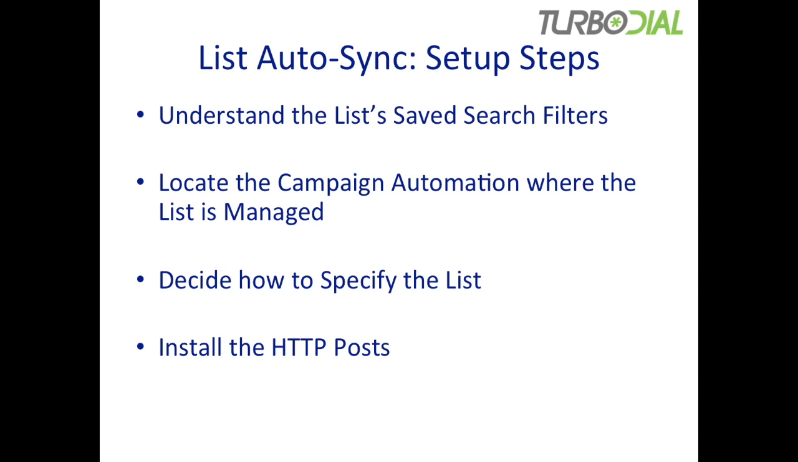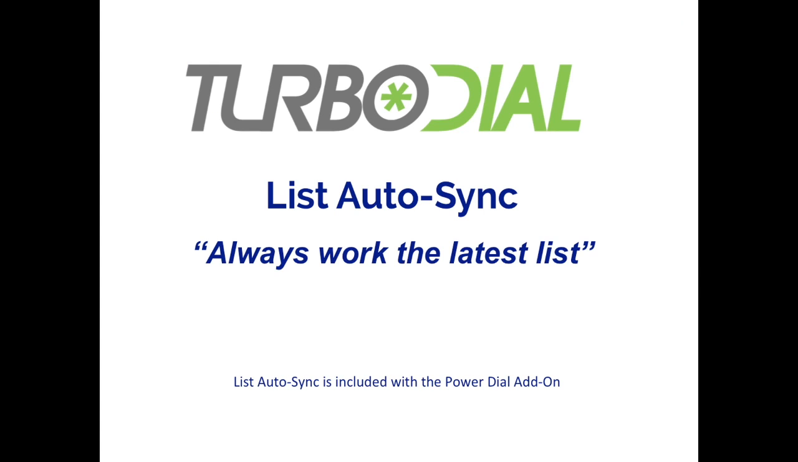Okay, we've gone through the setup steps for List AutoSync. We've looked at the Save Search list filters. We've located the campaign automation where that list is managed, that is where contacts are added or removed from the list. We've decided how to specify the list to turboDial, and we've installed the HTTP posts so that the AutoSync happens automatically when contacts are added or removed from the list. That's it. You can always work the latest list when you use List AutoSync from turboDial, which comes along with your PowerDial add-on.